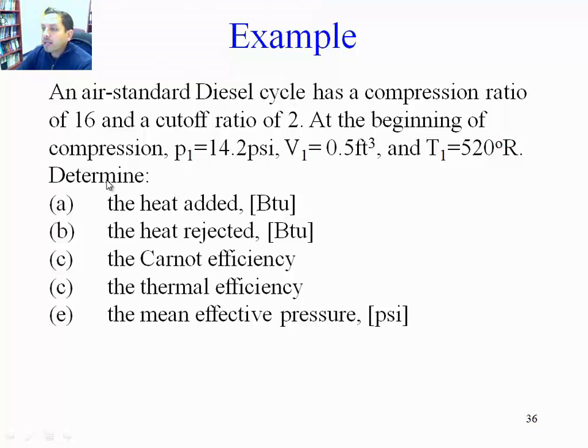We're told that at the beginning of the compression, the air inside the cylinder is at 14.2 psi, that's atmospheric pressure, and the temperature is 520 Rankine, that's 60 Fahrenheit, that's also atmospheric.